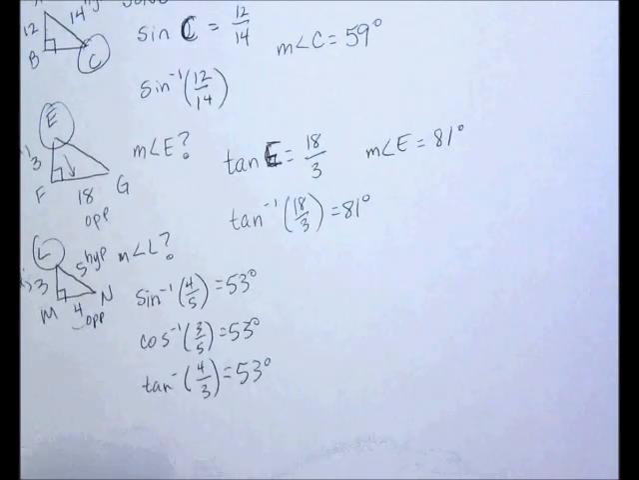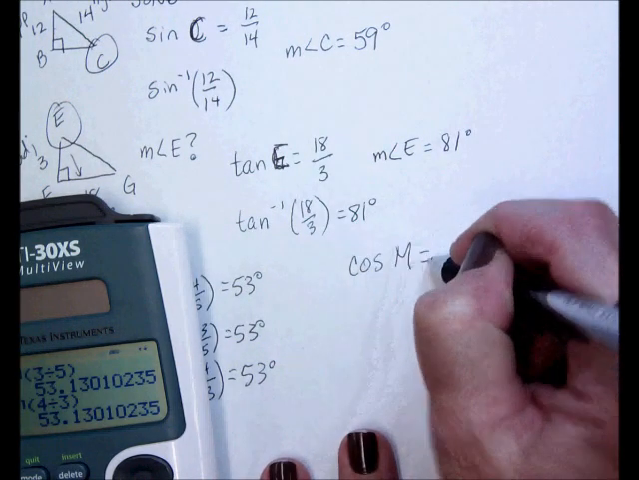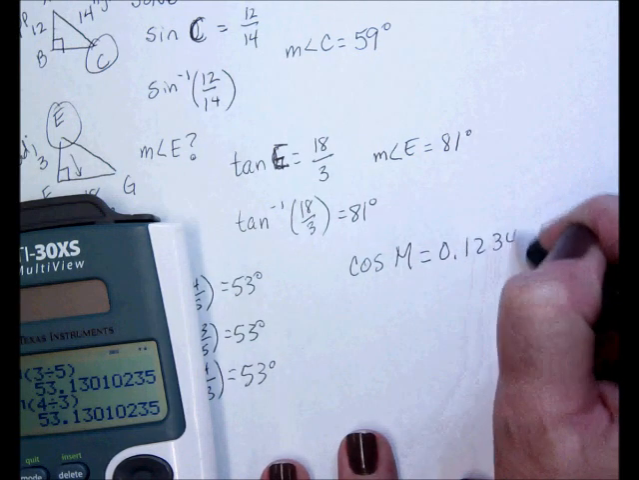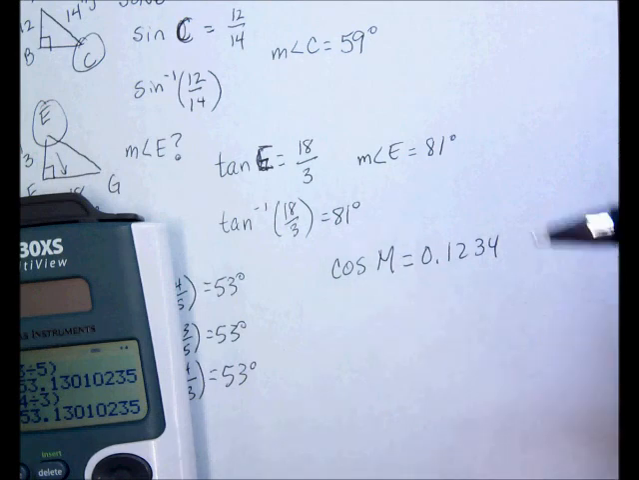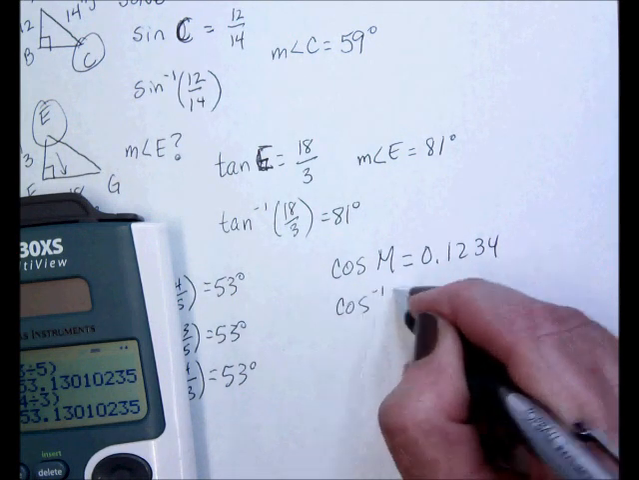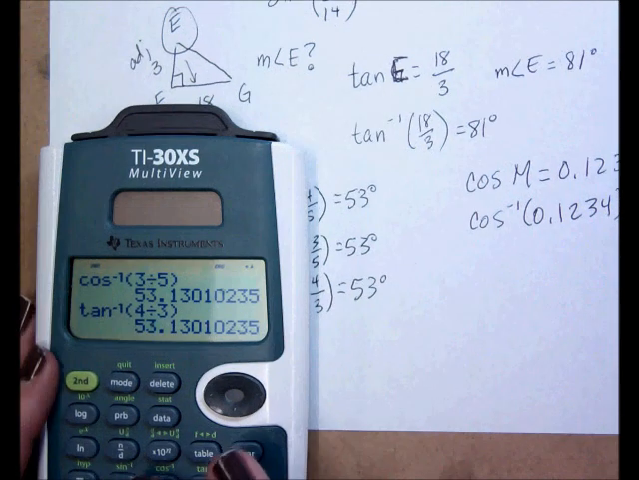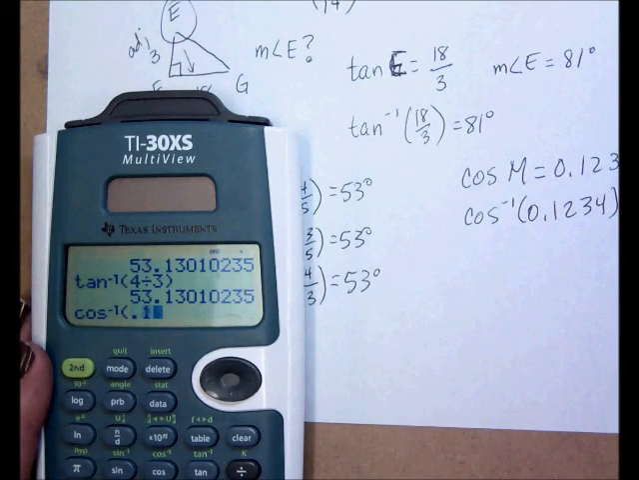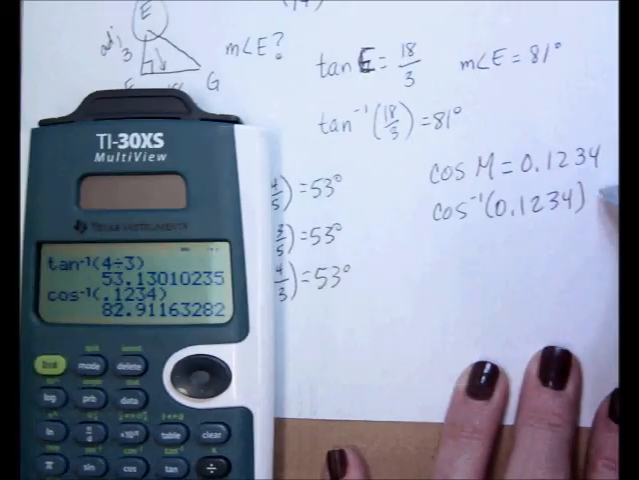Now, we do have a situation where you're told, okay, I have cosine of M is equal to 0.1234, and I want to solve for the measure of angle M. So to solve for an angle measure, I always use the inverse trig function. So I do second cosine 0.1234, and so that angle measure is equal to 83 degrees.